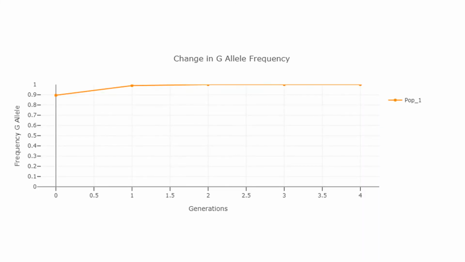If this selection continues, we expect to see the frequency of the dominant G allele overpower the recessive one. After only a few generations and rounds of selection, the remaining heterozygous and homozygous recessive individuals will die out.